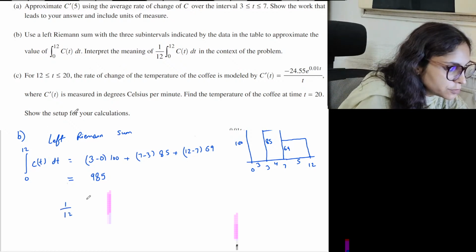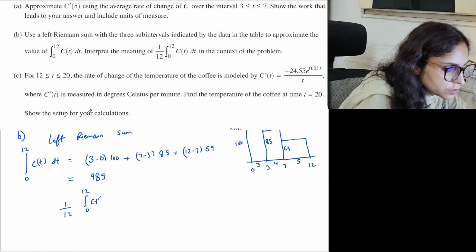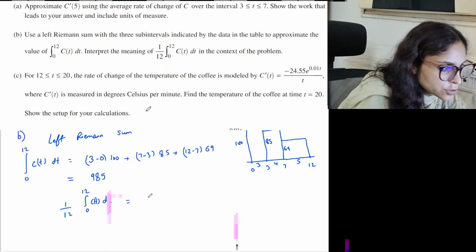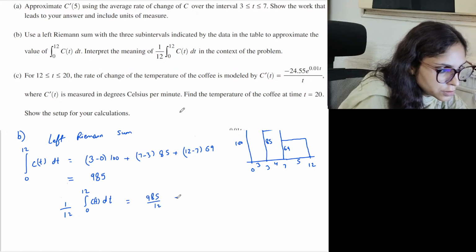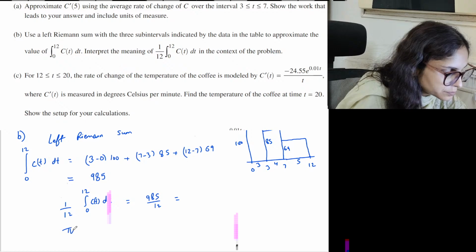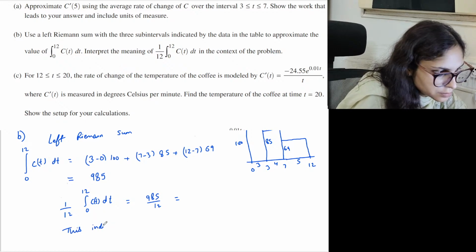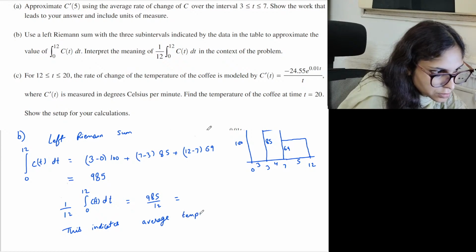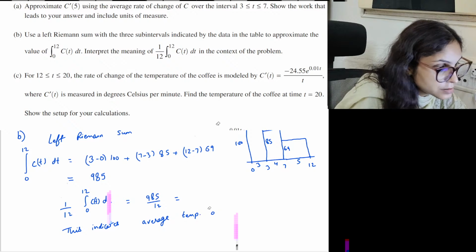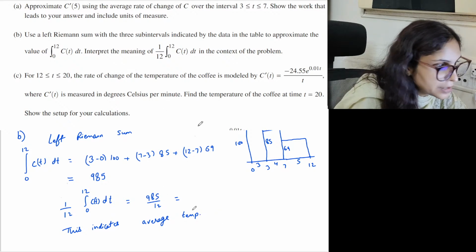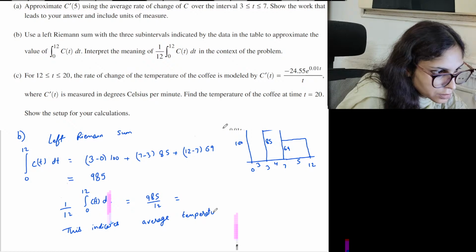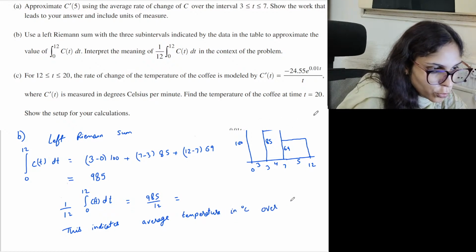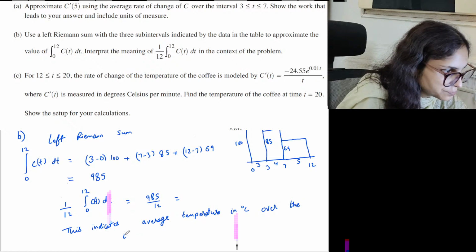So 1 over 12 integration 0 to 12 C(t) dt. The value is going to be 985 over 12. We'll find this using calculator. And this indicates average temperature in degrees Celsius. And let me write temperature fully. Average temperature in degrees Celsius over the interval 0 to 12 minutes.